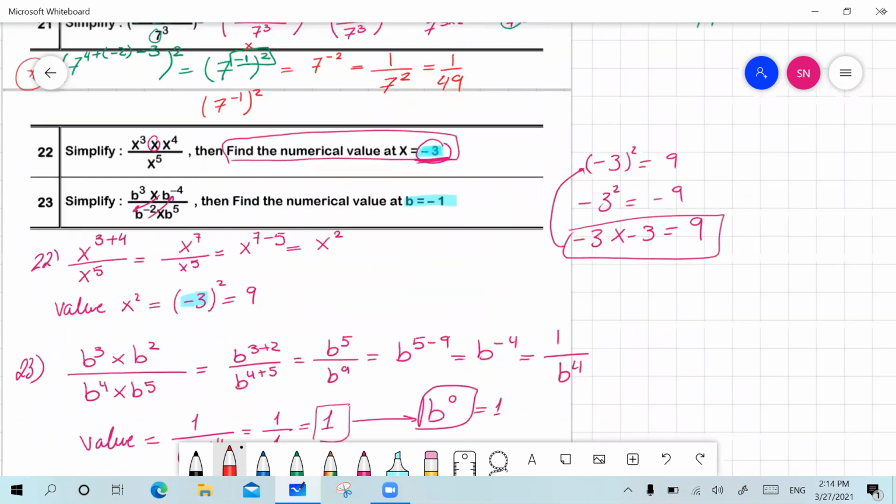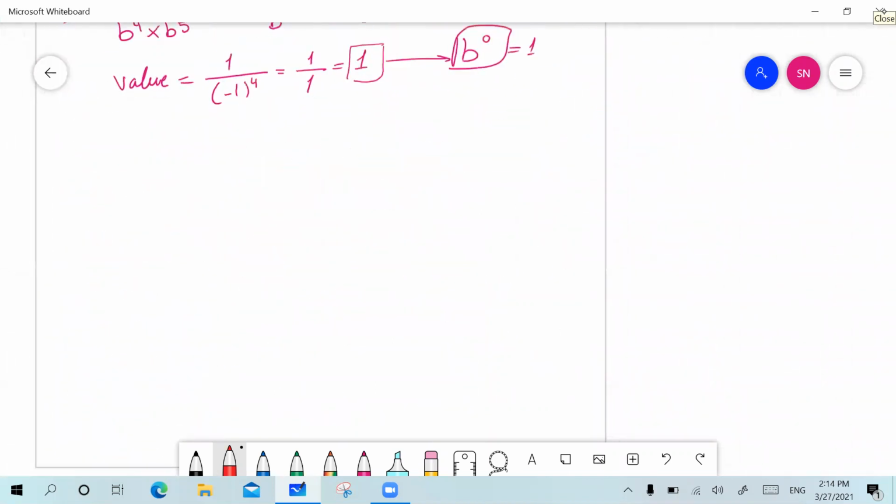I want to do a revision on something. Now if I have for example 25 over 36, this is equal to 5 over 6 to the power of what?